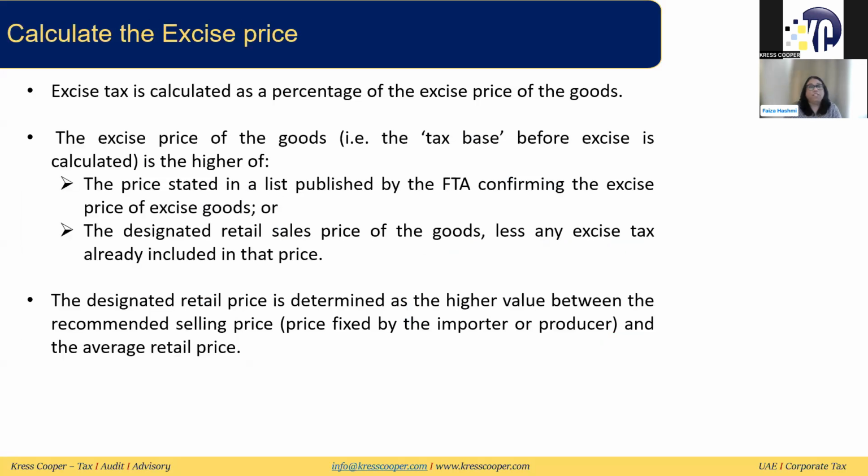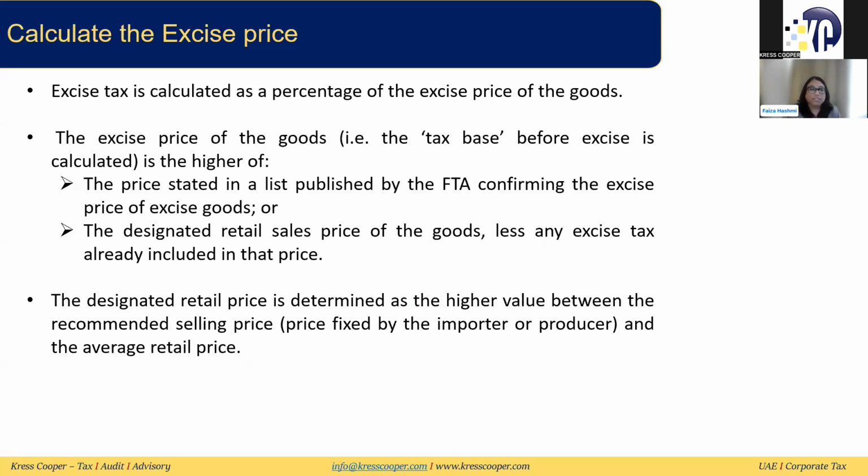So coming back, we need to compare this price which is mentioned in the FTA excise good list for the same product and see if that is higher or if the designated retail sale price is higher, less any excise tax already included in that price, because the excise good list of the FTA is without the excise tax rate. It is the base price that is mentioned there. So to have it compared on the same basis, we need to exclude any excise tax which is in the designated retail sale price, so we can compare the two and see which is higher.